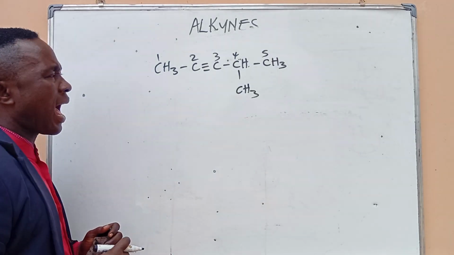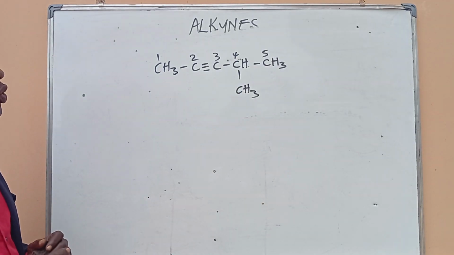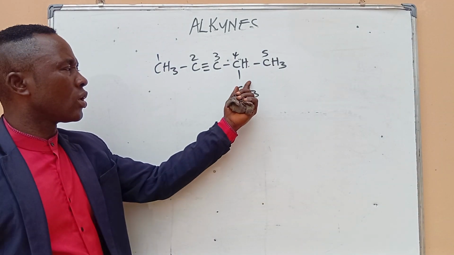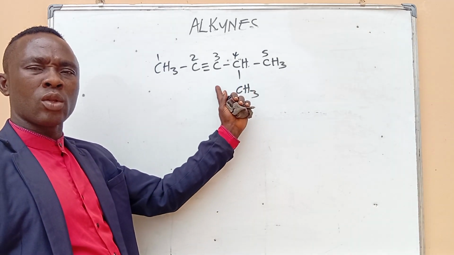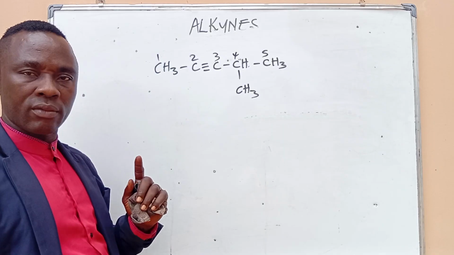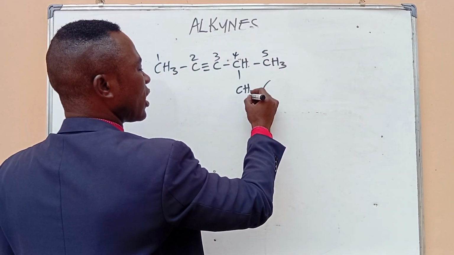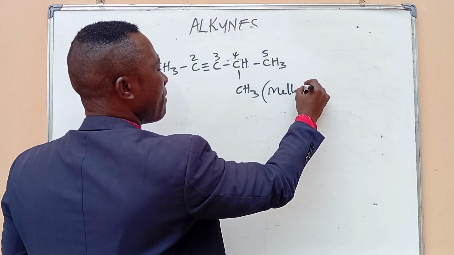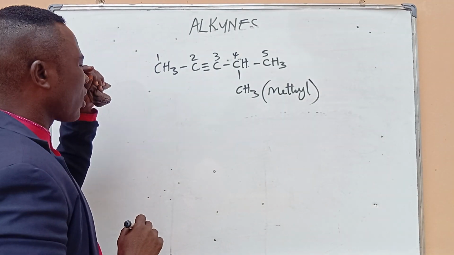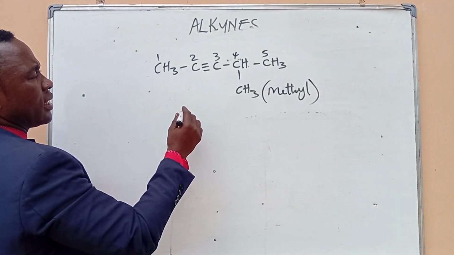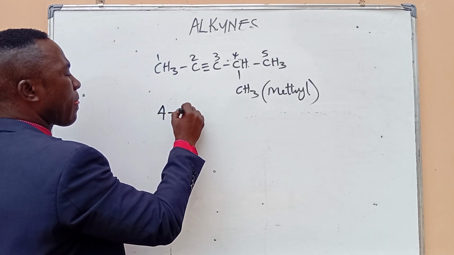And 5. Now, having numbered, what do you do? You start naming your substituent. We did not number this carbon atom, and because we did not number it, it is a substituent. What substituent is this? This is a methyl substituent, because it has one carbon atom. So what will be the name of the compound?